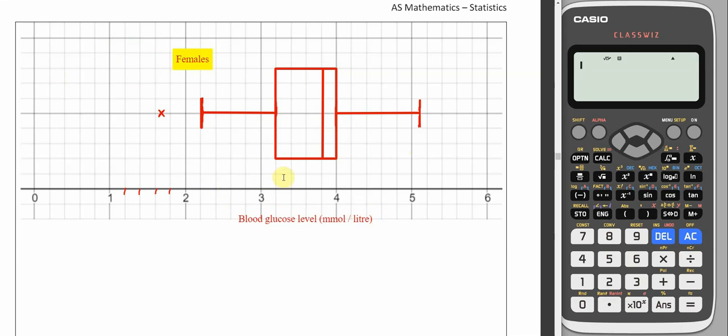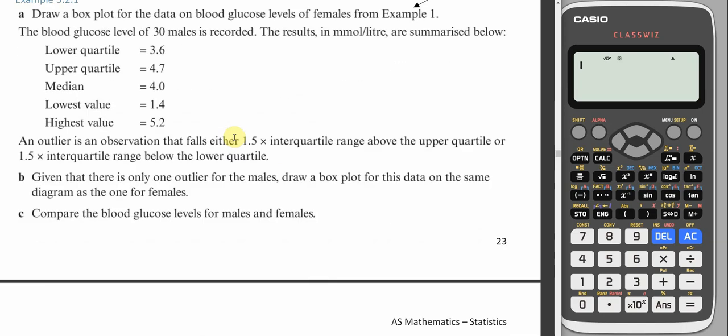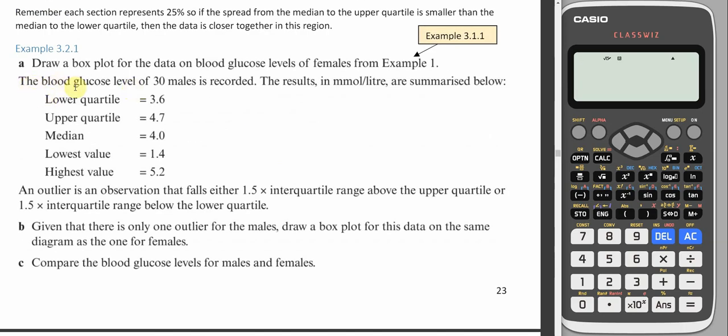Right, now back to the question. That's part A done. Part B, we're given some data for males, and the results are summarized below. We've got quartiles, the median, lowest value, highest value. An outlier is going to be an observation that is either 1.5 interquartile ranges above the upper quartile or 1.5 interquartile ranges below the lower quartile. Part B, given that there is only one outlier for the males, draw a box plot for this data on the same diagram as the one for the females.